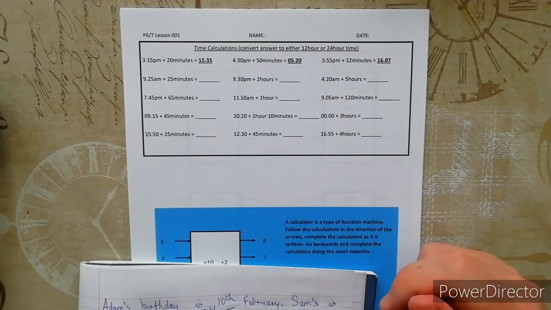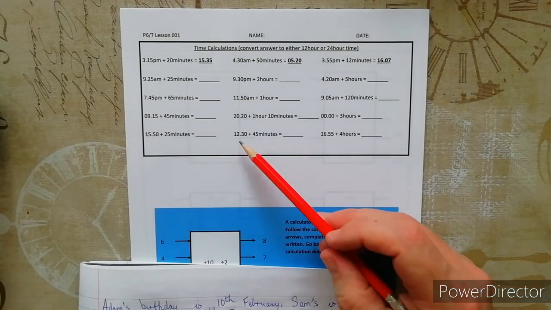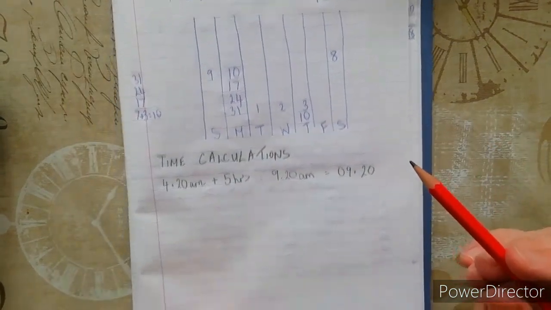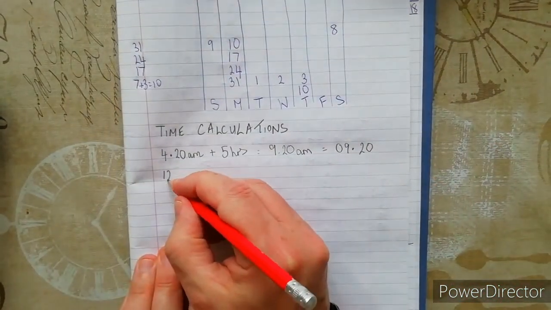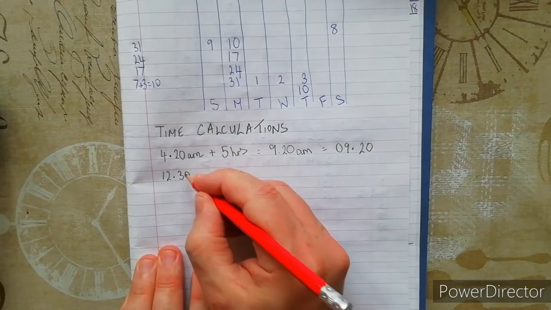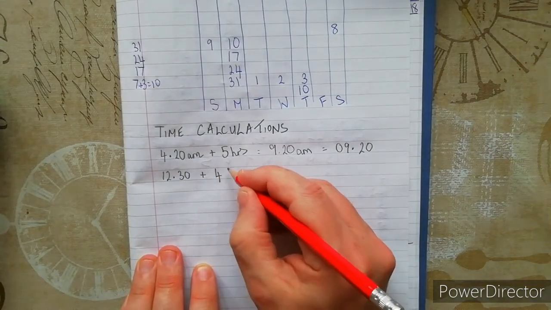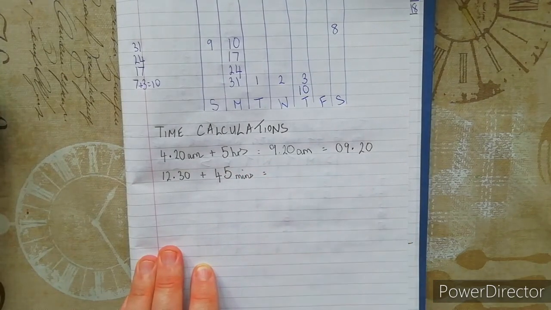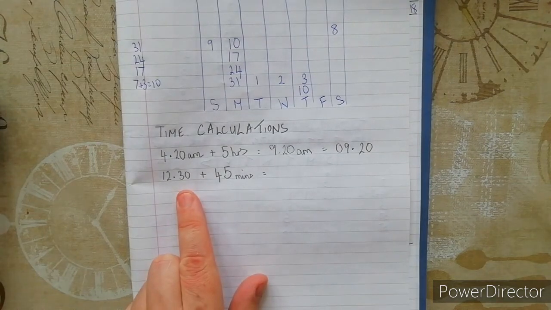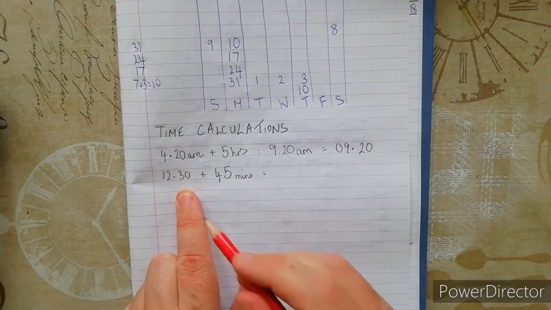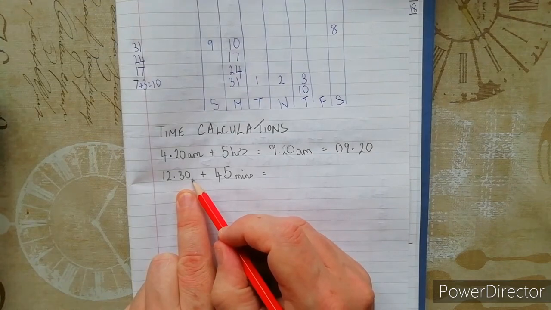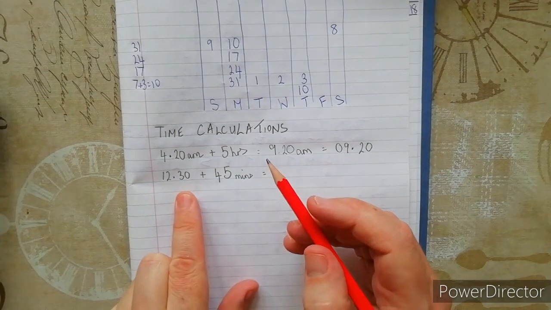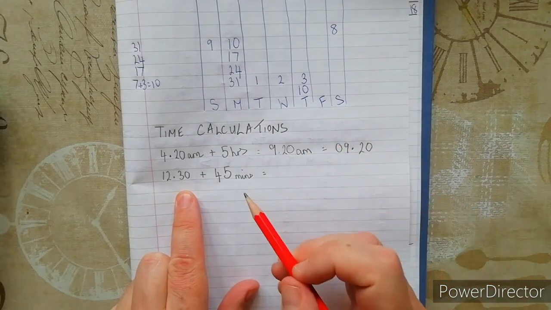Let's try one more together. So let's try 12:30, add 45 minutes. Now 12:30 is a 24-hour time. I know that because there's no AM or PM. So 12:30 is in the middle of the day. So that's 12:30 PM if we were writing it in 12-hour.